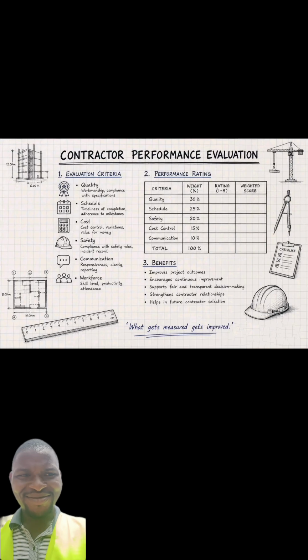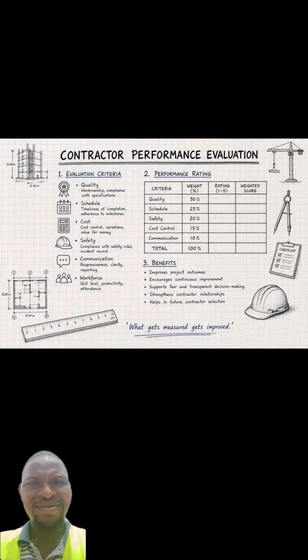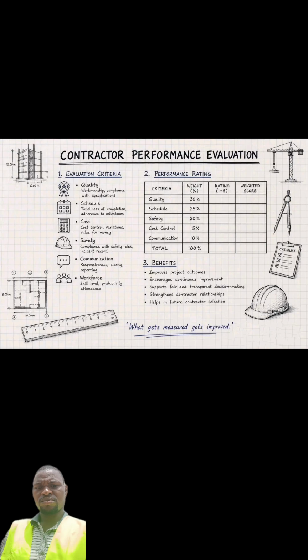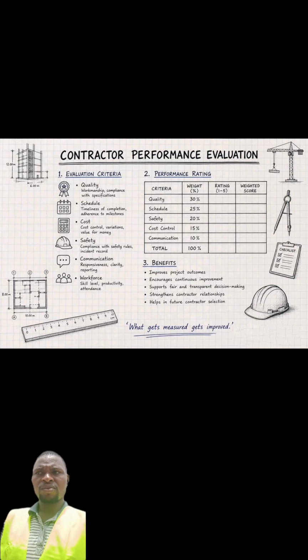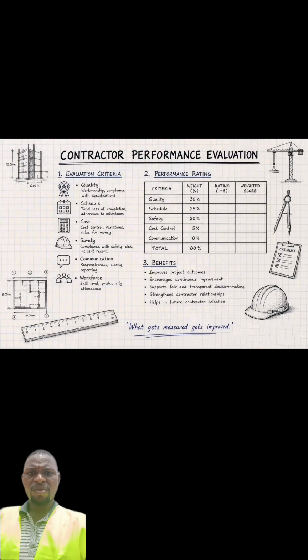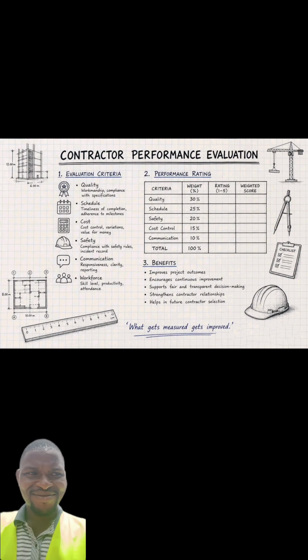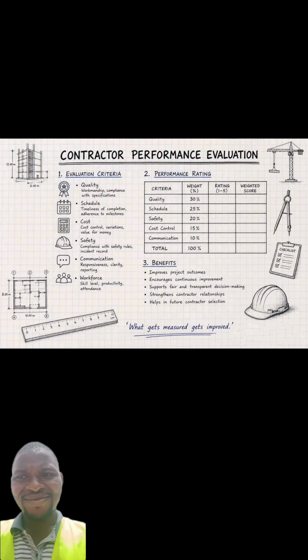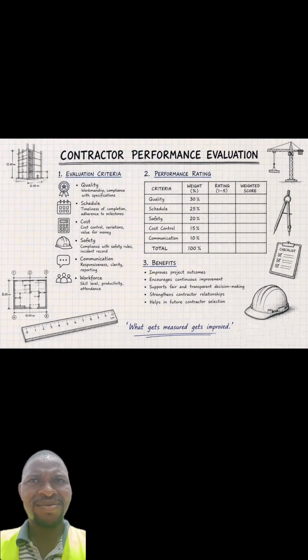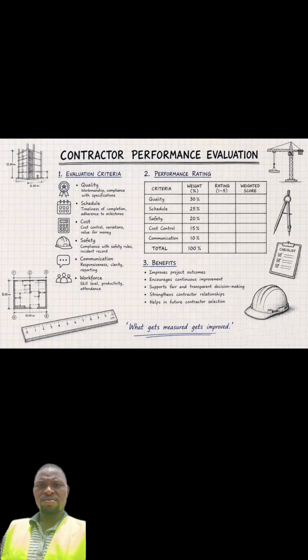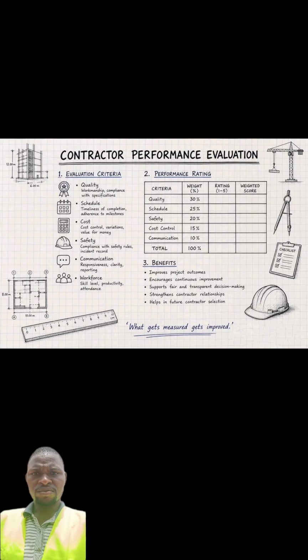Then the other thing to consider is the cost: cost control, variation, then value for money. How are your engineers mitigating the cost variation? Are they giving the right costing? Even the costing that is being given, are they considering the value for the money that has been put into the construction process?